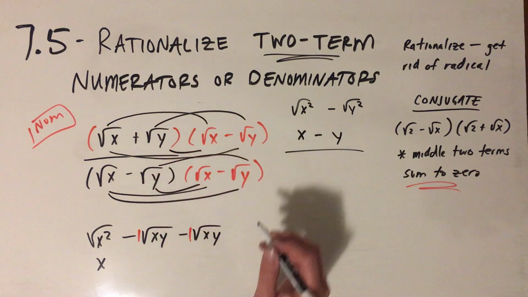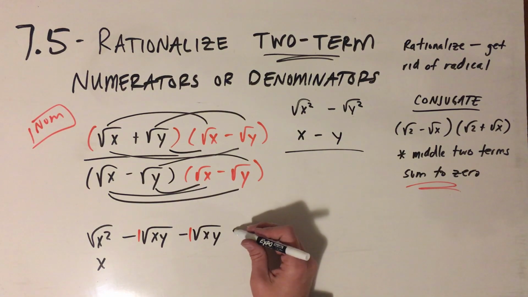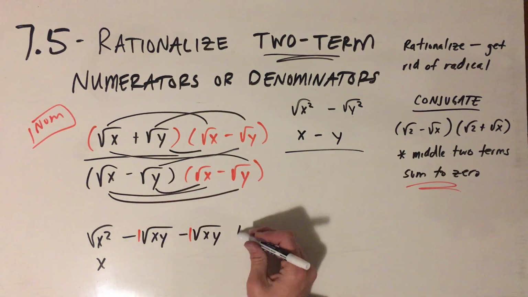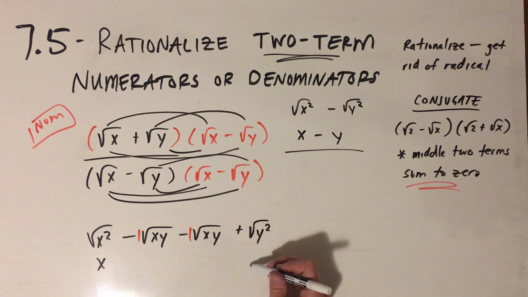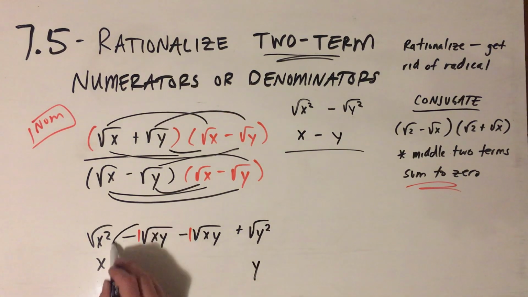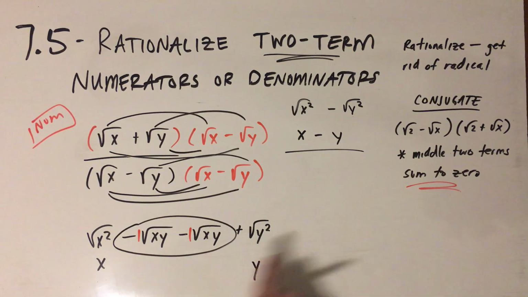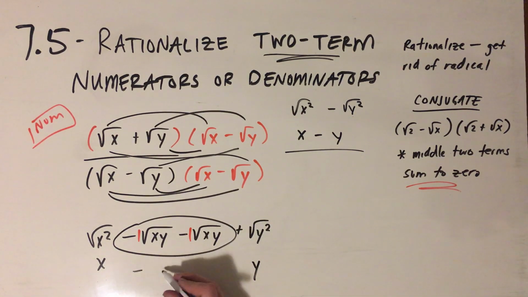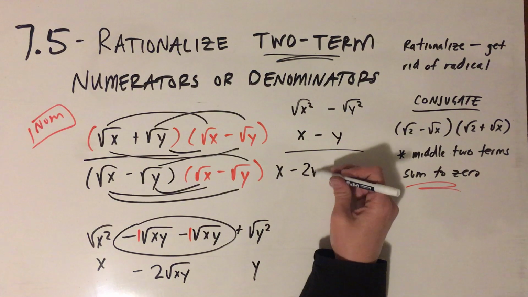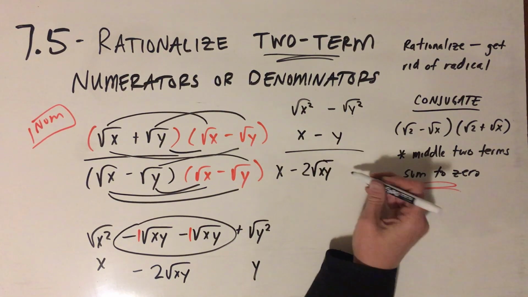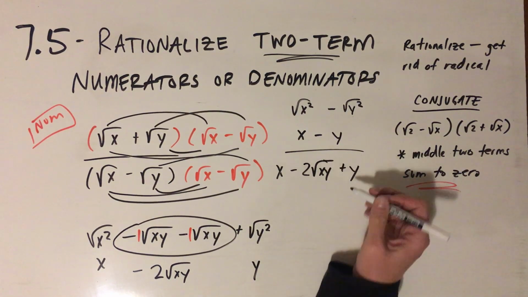Here, when I do the last, I'm going to get the square root of y times the square root of y, but a negative times a negative is going to give me a positive, so it's the square root of y squared. Square root of y squared is just y. I can combine these, not sum them to 0, but combine them to get a negative 2 square roots of xy. So on the bottom, I'm going to have x minus 2 square roots of xy plus y.